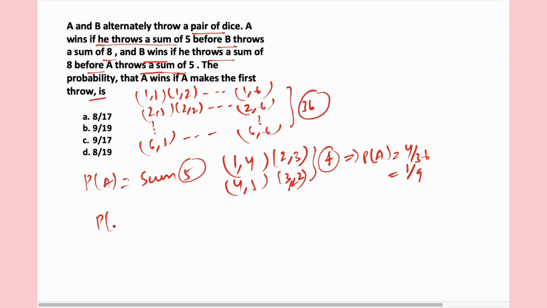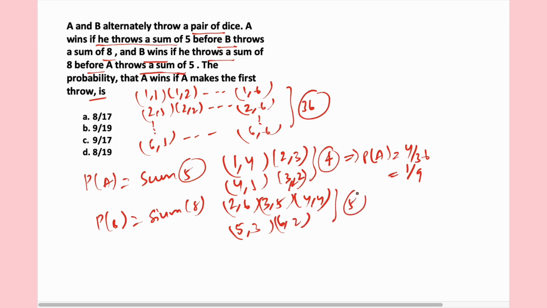Similarly, what is the probability of B winning? We have to get a sum of 8. We get a sum of 8 in 2 6, 3 5, 4 4, or 5 3, 6 2. So there are a total of 5 outcomes in which B wins. So the probability of B winning is 5 by 36. So we get the probability of A winning as 1 by 9, and the probability of B winning as 5 by 36.